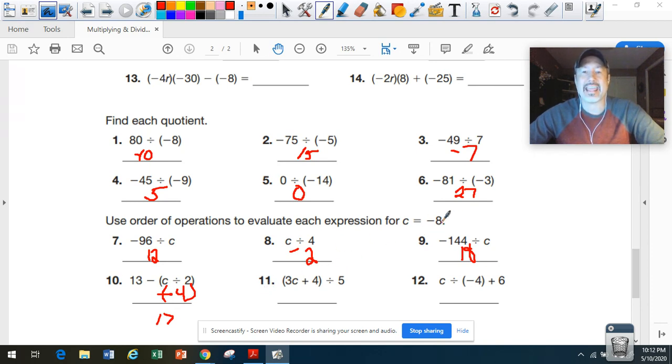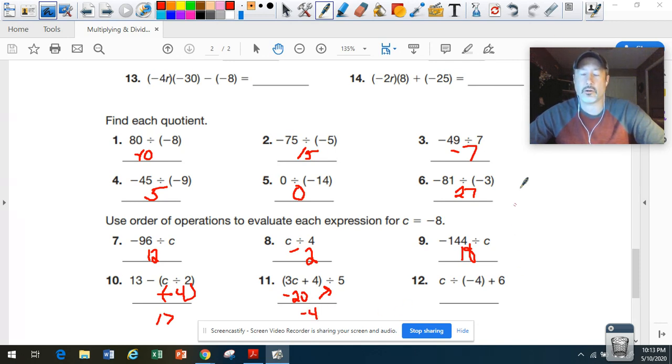3 times negative 8 is negative 24. Negative 24 plus 4 is negative 20. Then we're going to divide that by 5. So negative 20 divided by 5 is going to give us negative 4.